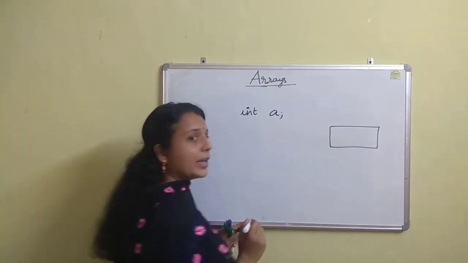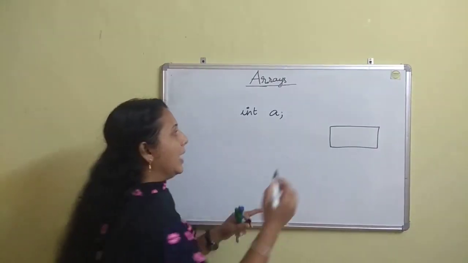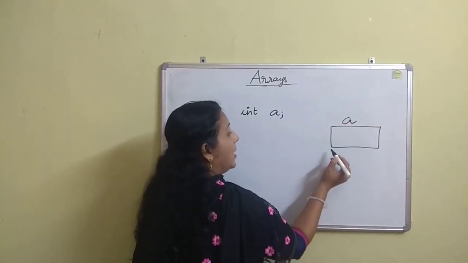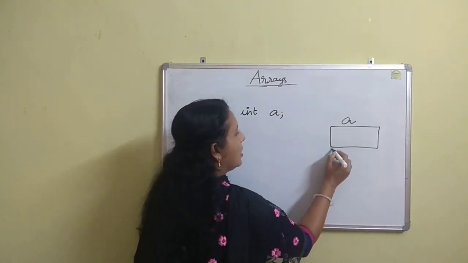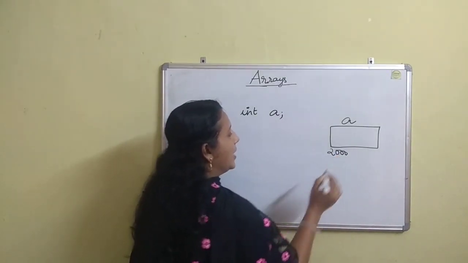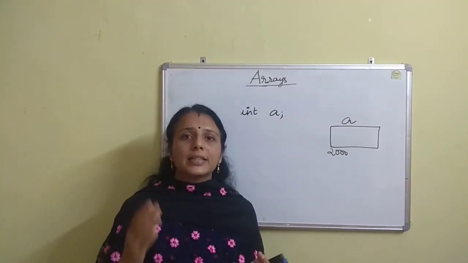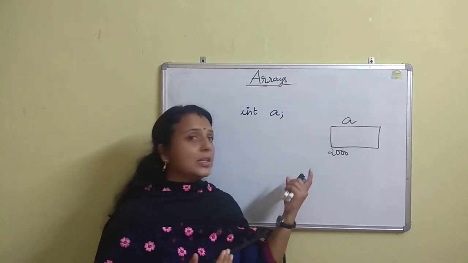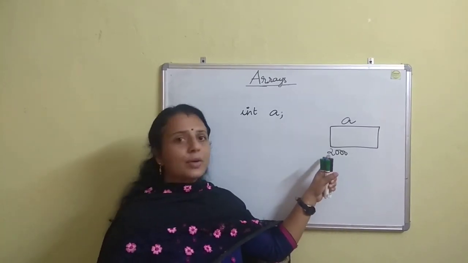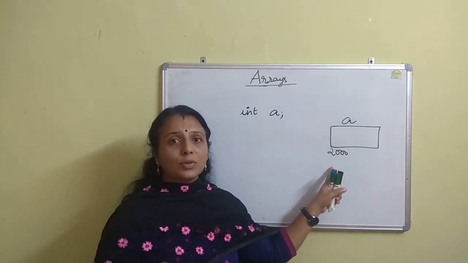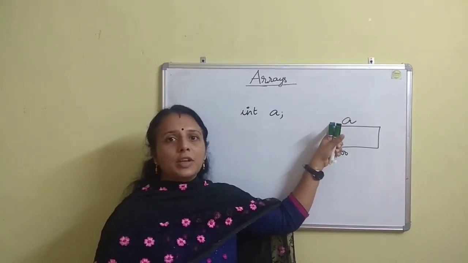So this can be represented like this. This memory location is allocated by the memory manager to a. And each memory location has a memory address. Suppose the address of this memory location is 2000. All these addresses are represented in hexadecimal format, but for simplicity I am using integer values here. So suppose the memory allocation is done at memory address 2000, and that location is given to this variable a.